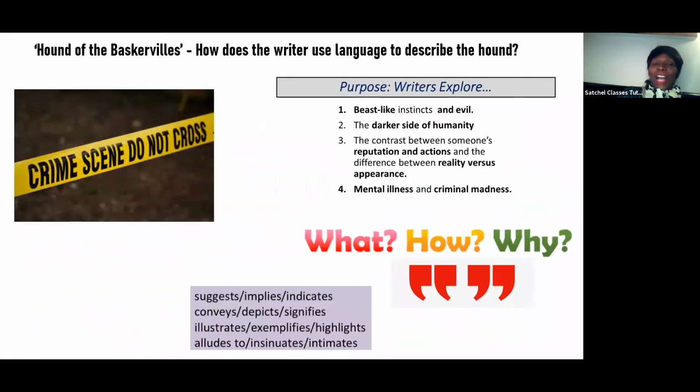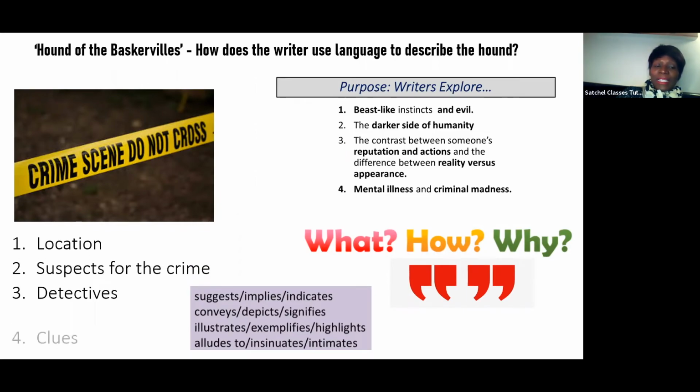Okay, so what have we looked at today? Well, we have looked at crime fiction. We've talked about the fact that locations and suspects and detectives and clues are important for crime fiction. We've looked at the fact that writers explore this idea of evil and the darker side of humanity. They look at the difference between what appears to be deadly and supernatural, and the reality, well, it's mortal, and looking at criminals and criminal madness.